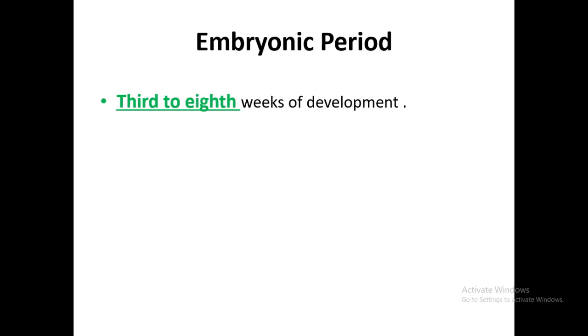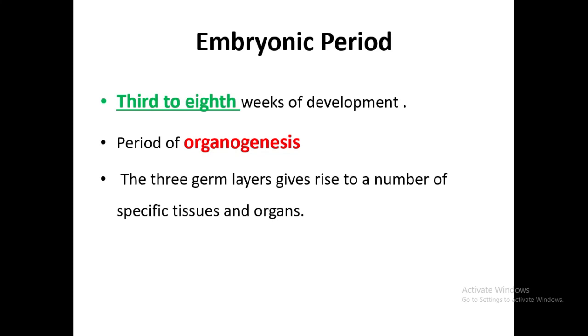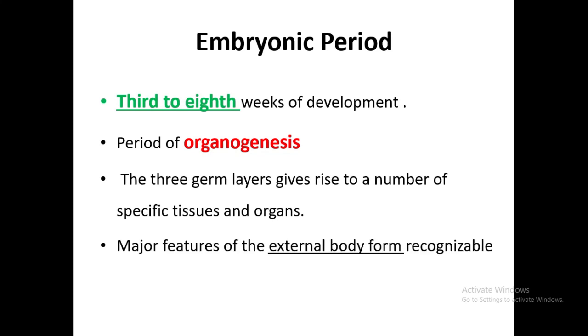Embryonic period. This is the time period which consists of the 3rd to 8th week of gestational development. It's also known as the period of organogenesis. The 3 germ layers that are produced during the 3rd week of gestation now give rise to a number of specific tissues and organs of the embryo. Major features of the external body form are also recognized during this embryonic period.